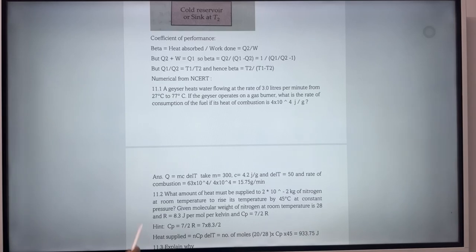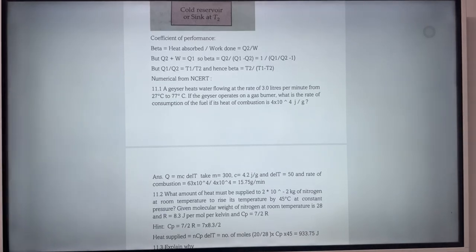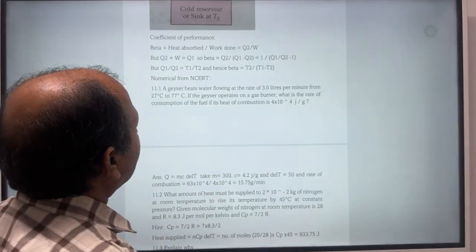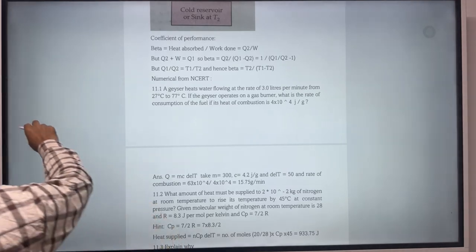Question is simple if you analyze. So here you have to find out what amount of heat is consumed, then what amount of fuel will be consumed, then you can easily find the rate. So let's see.